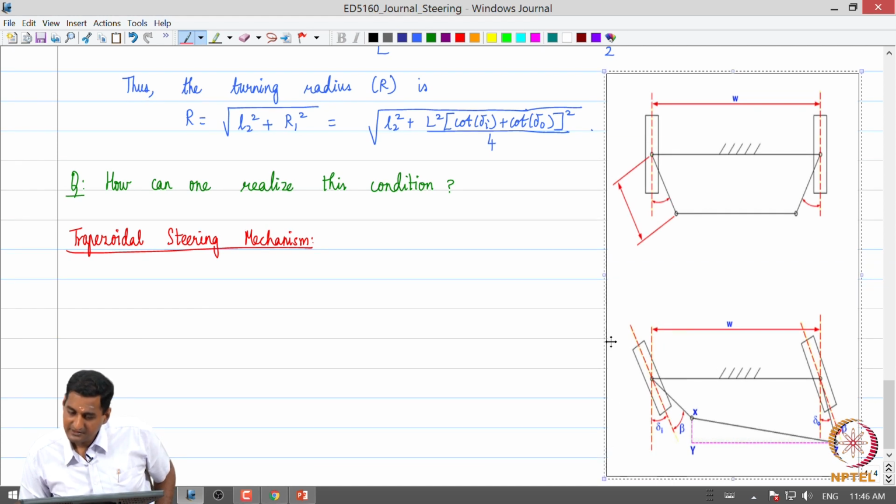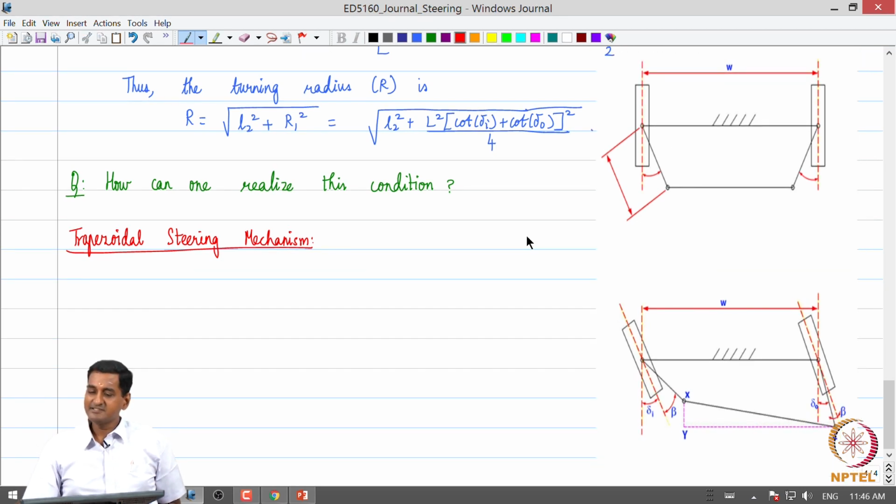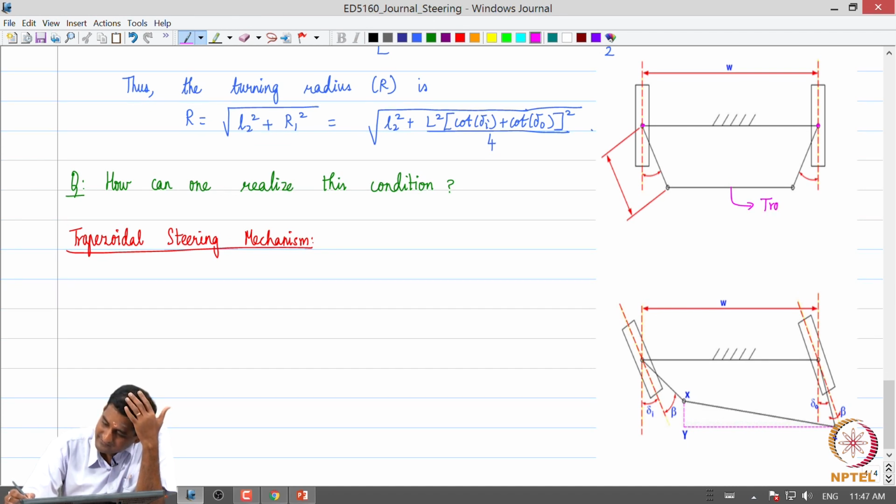Oops. I don't think I will have space. All right. So, as the name indicates, the steering mechanism is in the form of a trapezoid. Looking at this diagram, let us say this is the solid axle to begin with. This is the track rod, and this is the vehicle track, W.